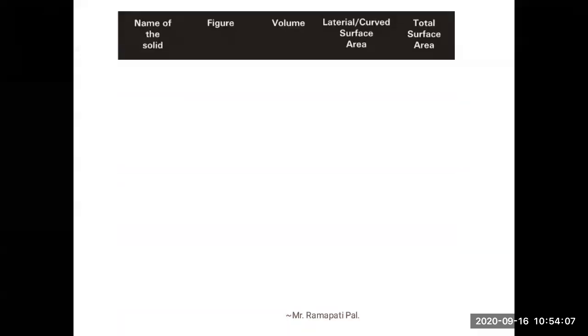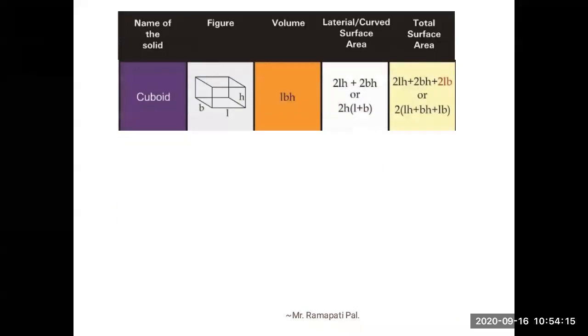Today we are going to start mensuration. In that mensuration, chapter number 7, Max 2, we are going to see cube. Let's see what is the formula of cube.